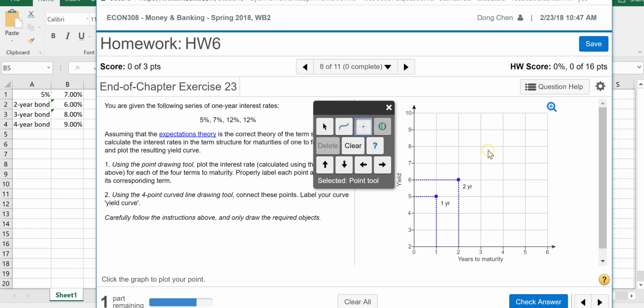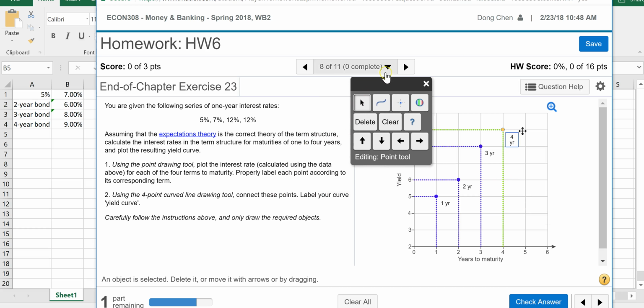So then choose the point tool, 8%, and this is the 3-year bonds. And finally, for the 4-year bond, with the point drawing tool, that's the 9%. So from this, what shape of yield curve can we say? Because the interest rates are going up with the increase of the maturity, this is called a normal yield curve, or upward sloping yield curve, because that's the most common case. So choose the 4-year here. And so that's done for the first part.